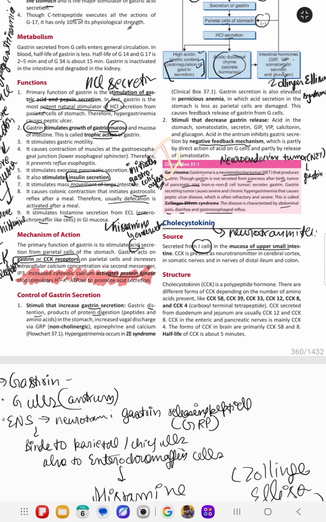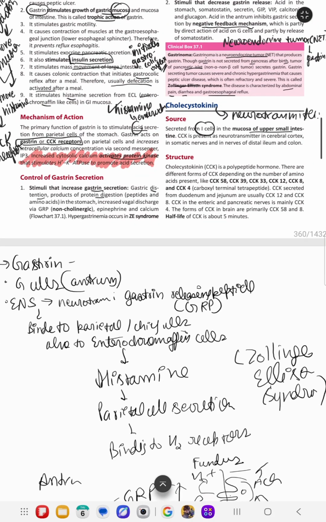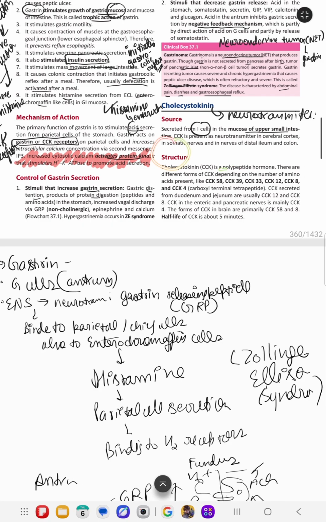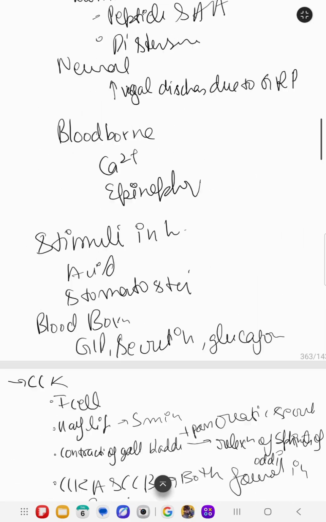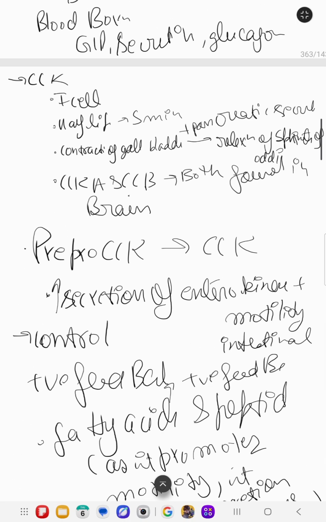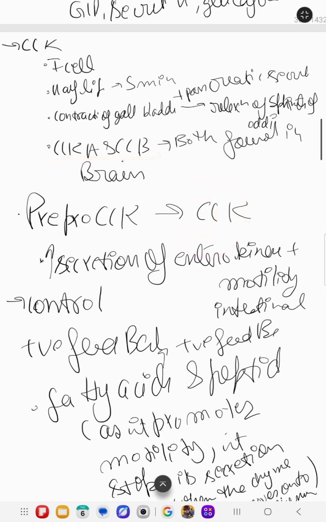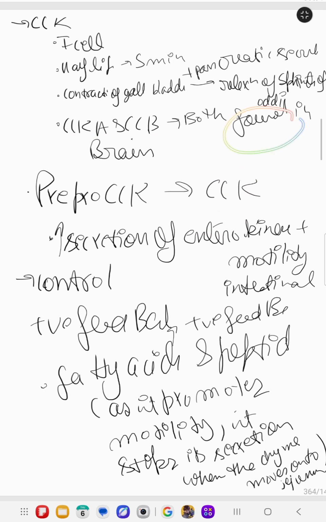Cholecystokinin is secreted from cells in the mucosa of the upper small intestine. You can see this diagram. CCK is secreted from the duodenum to the ileum. Structure, it is also a polypeptide hormone. Metabolism, the half-life is 5 minutes, similar to the upper one. Now they form from pre-pro CCK to CCK. There are two receptors, CCKA and CCKB; CCKB can be found in brain.